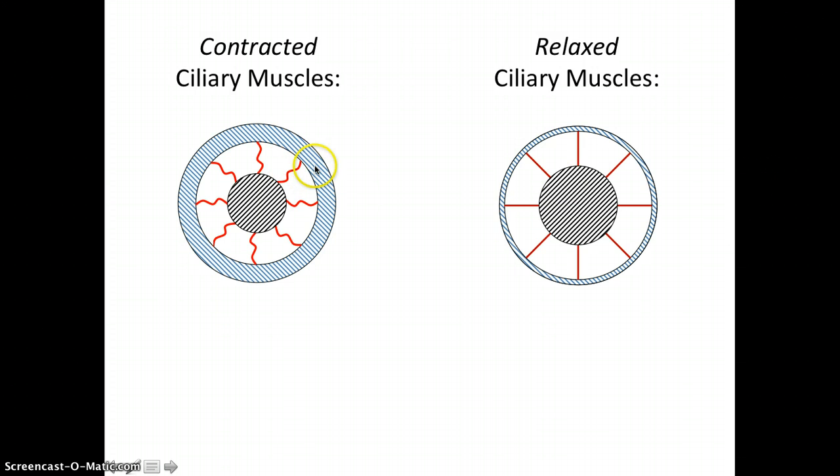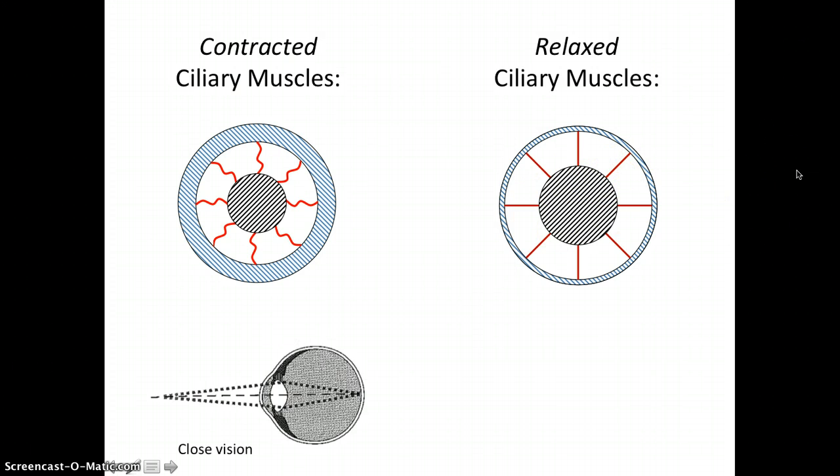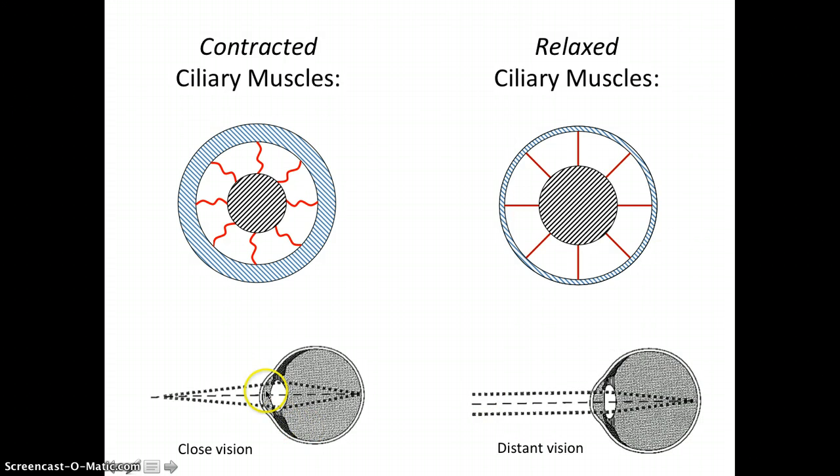When the muscles are contracted, there's less tension in the fibers, and that causes the lens to kind of bunch up. When the ciliary muscle is relaxed, the fibers are pulled tight, and the lens is thinned out. So from a side view, here's that thick lens when the ciliary muscle is contracted, and here's the thinner lens when the muscle is relaxed.